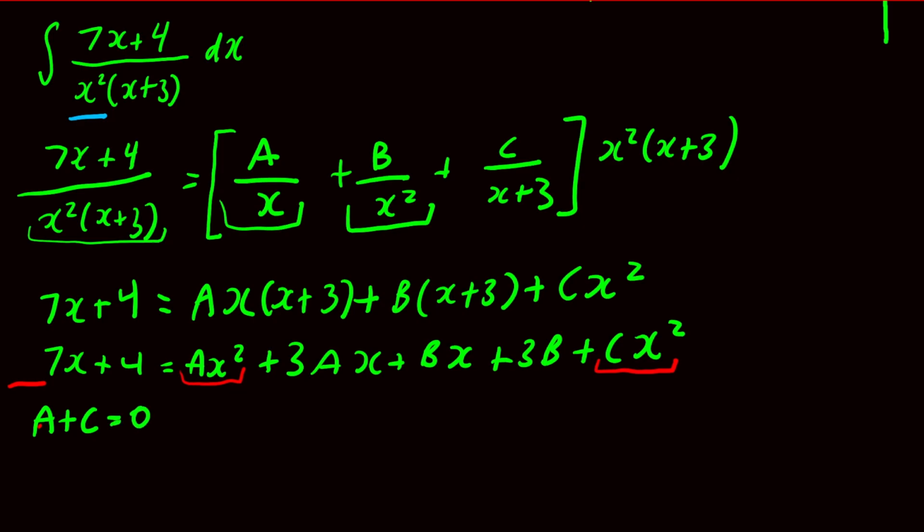Alright, so now let's match our next ones. Let me use a blue. So our x terms is going to be 3A and B. That's going to equal 7. So that means 3A plus B equals 7. And finally, we just have 3B. Well, 3B, let me use a different color. So 3B is going to be the 4. So that means 3B equals 4.